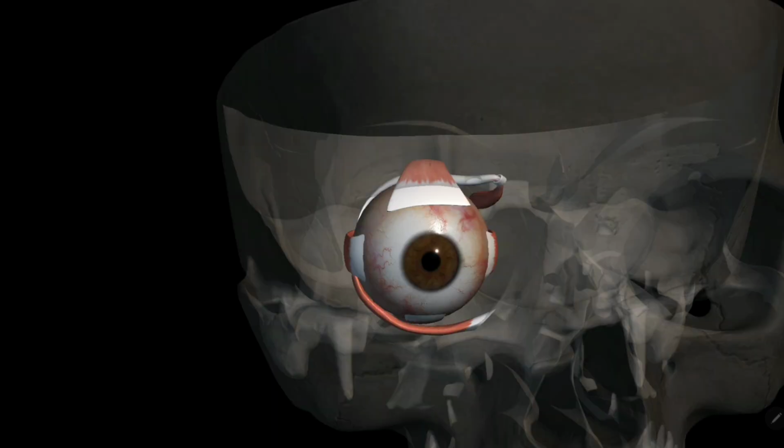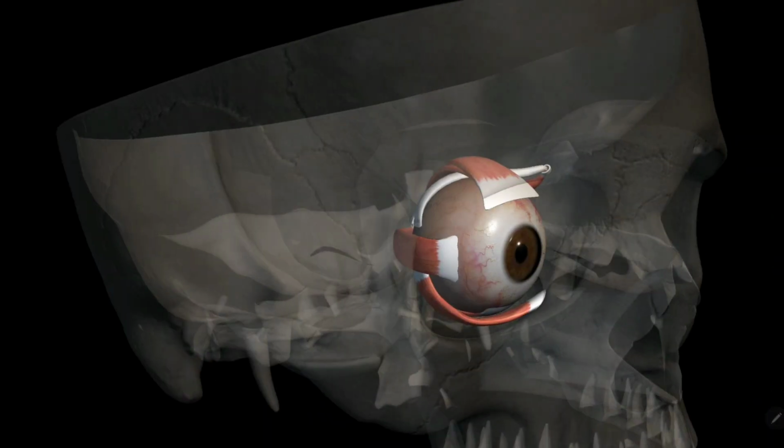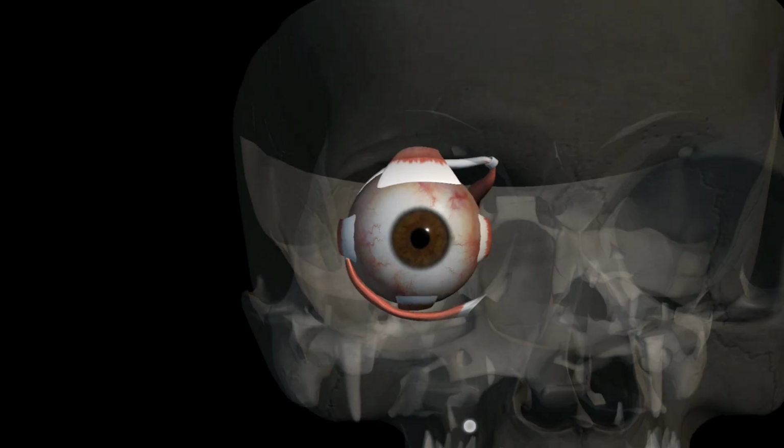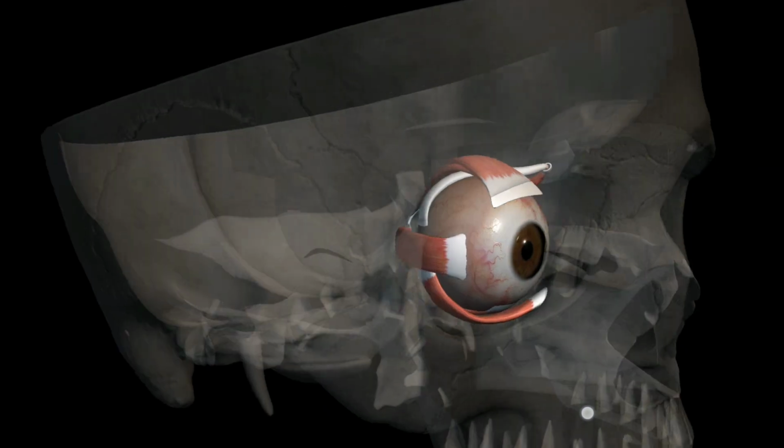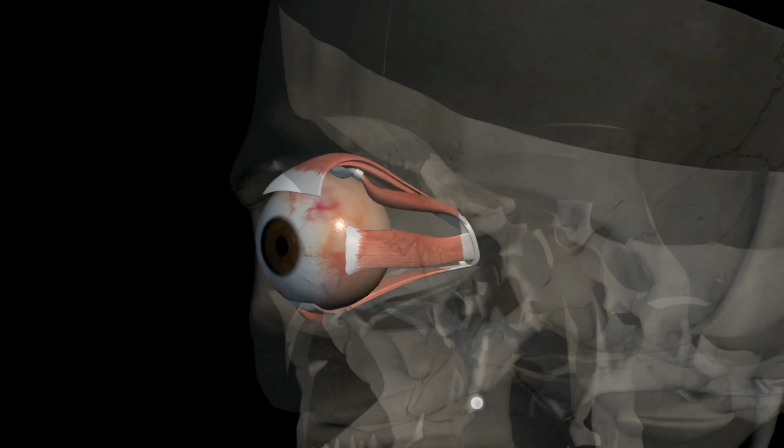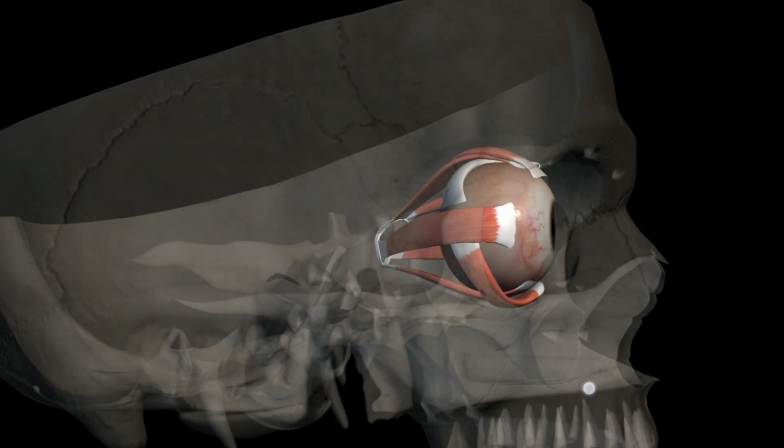I hope the origin and insertion of all the 7 muscles is clear. Now we will be discussing the nerve supply and action. But as you can see, all the origins and insertions should be clear from this.